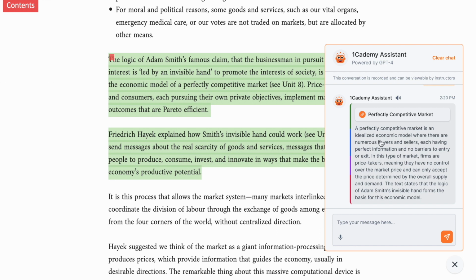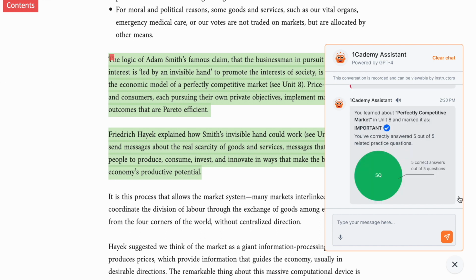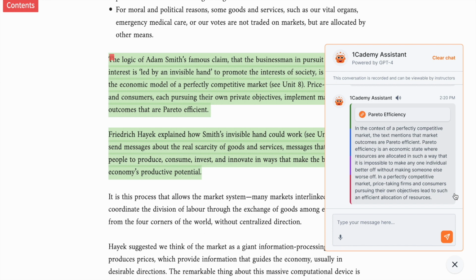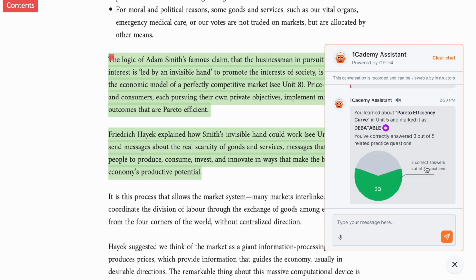The assistant provides a definition for the first one, perfectly competitive markets. It once again tells the user where this concept was learned and how many practice questions about it were completed. Next, the assistant teaches the user about the other concept, Pareto efficiency, and tells the user where they learned it and how many practice questions they have completed.